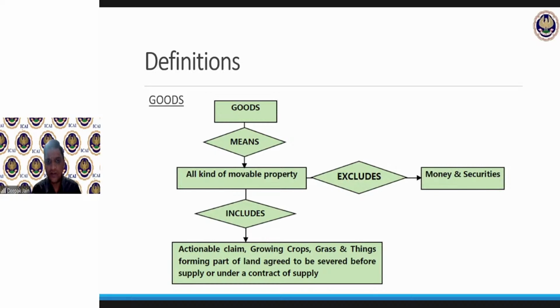Goods means every kind of movable property other than money and securities, but includes actionable claims, growing crops, grass, and things attached to or forming part of the land agreed to be severed. Right.